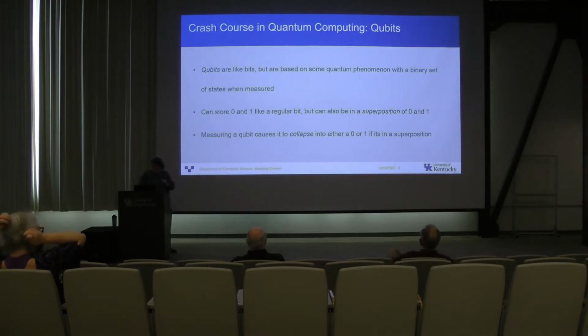They can also be in a superposition. Essentially, that's a state where, when you measure it, the value you get is probabilistically either 0 or 1. Measuring a qubit, as I said, causes it to collapse into that 0 or 1 state afterwards. So measurement, looking at a value, unlike on a regular computer, actually affects the state of the qubits.